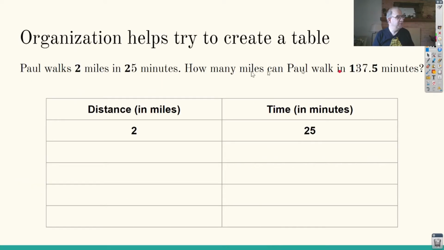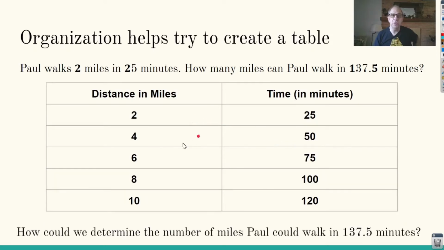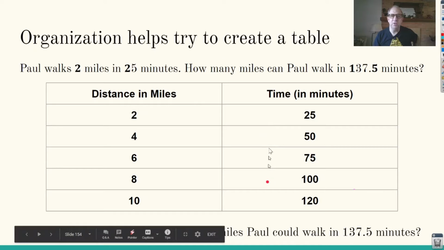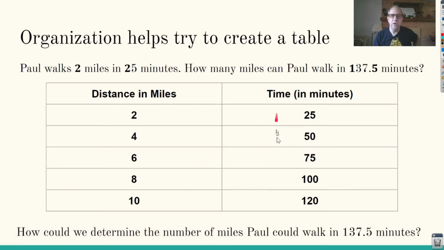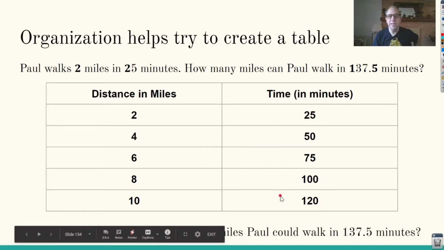Let's take a look at our first example. Paul walks 2 miles in 25 minutes. How many miles can Paul walk in 137.5 minutes? So if the distance equals the rate times time, distance is 2, time is 25. Let's fill out the whole table and see what it looks like. So every 2 miles is 25 minutes. So these are going up by 2s, these are going up by 25s. How can I figure out the 137.5? Well, I can't with this table because if I keep going up by 25, I'm never going to get 137.5.